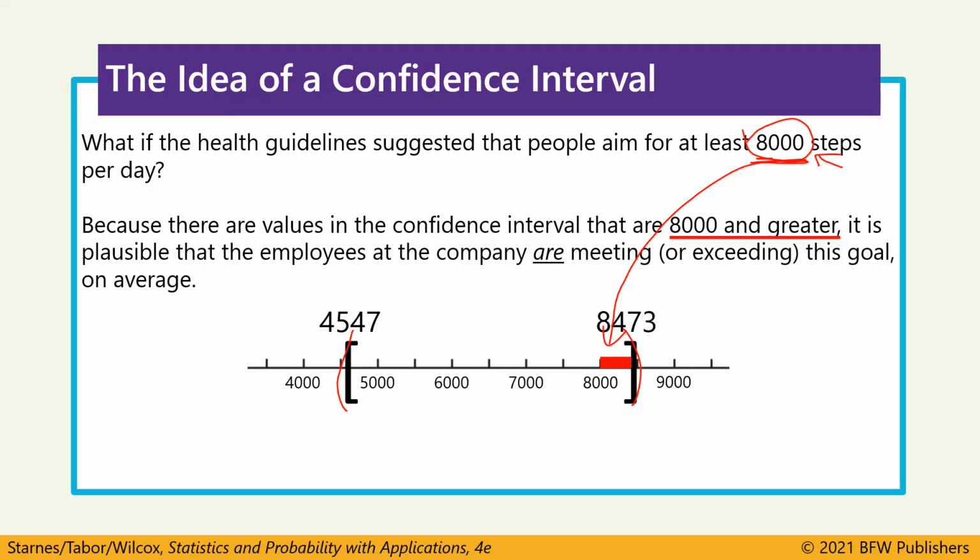So remember, our interval is giving us a plausible range of values. We think that the true average number of steps is somewhere in this range. And if this number is in there, it's plausible that they are meeting that goal. It doesn't matter that it's just a small portion of this interval. All that matters is, is it inside the interval or is it outside the interval?